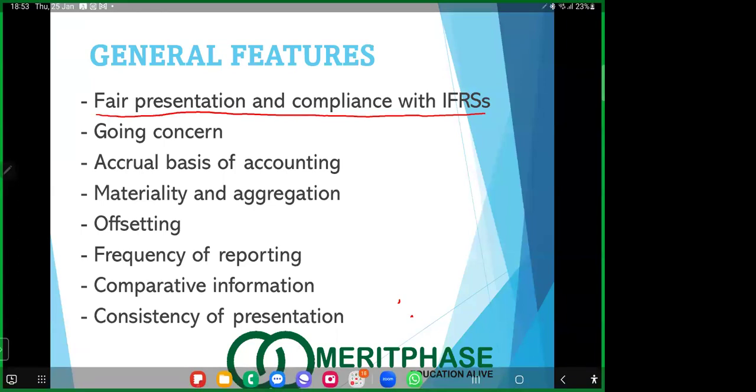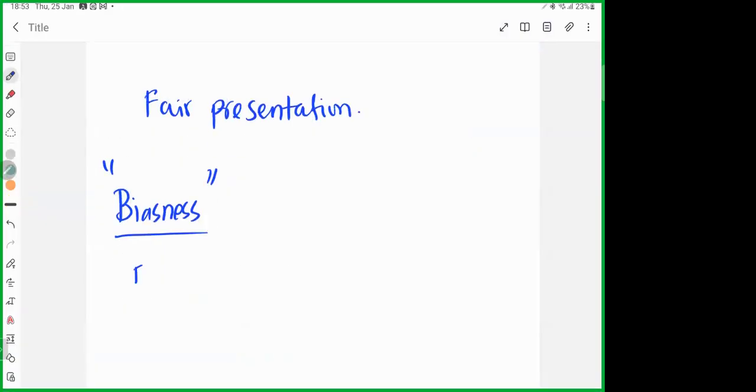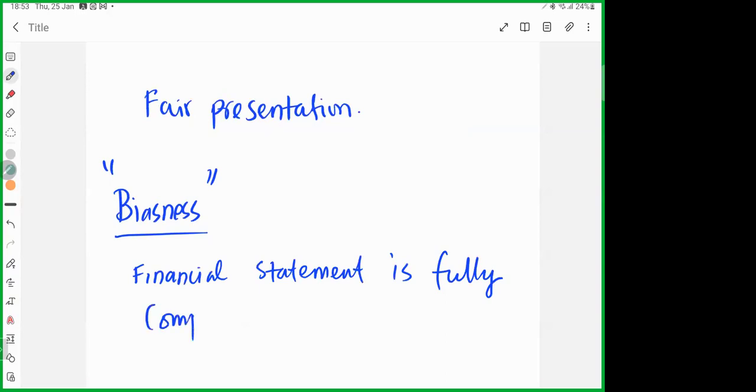Furthermore, they say that the financial statement is fully compliant with IFRS. You have to state this as one note in your financial statement. Now, suppose the financial statement is deviating from any IFRS, that also needs to be disclosed.